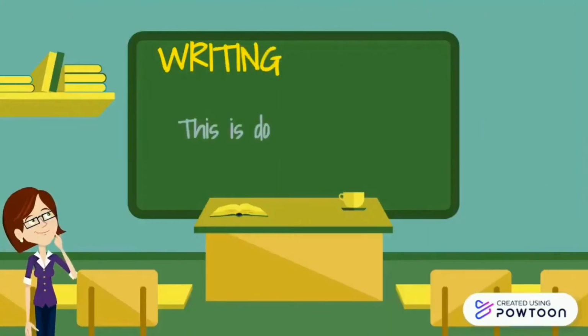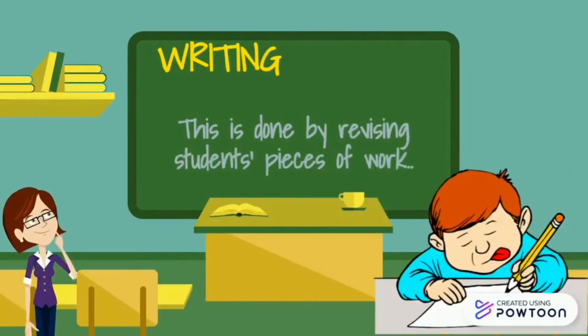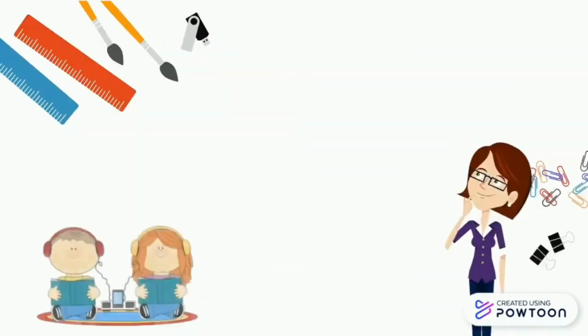Writing. This is done by revising students' pieces of work. For example, the teacher needs to choose the most important pieces of writing. How? By selecting what she or he is going to assess. In other words, the points that she or he is going to be paying attention to. It is necessary to give feedback after checking the student's work. Moreover, teachers should try to use correction codes, for example, a P for punctuation or a WO for word order.